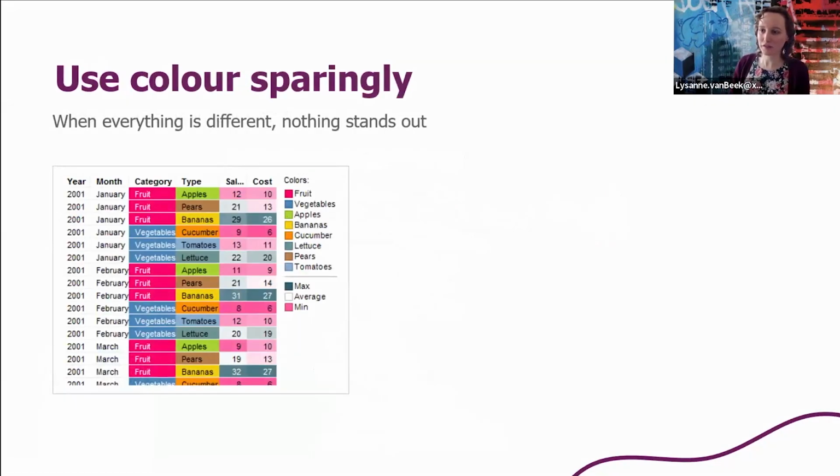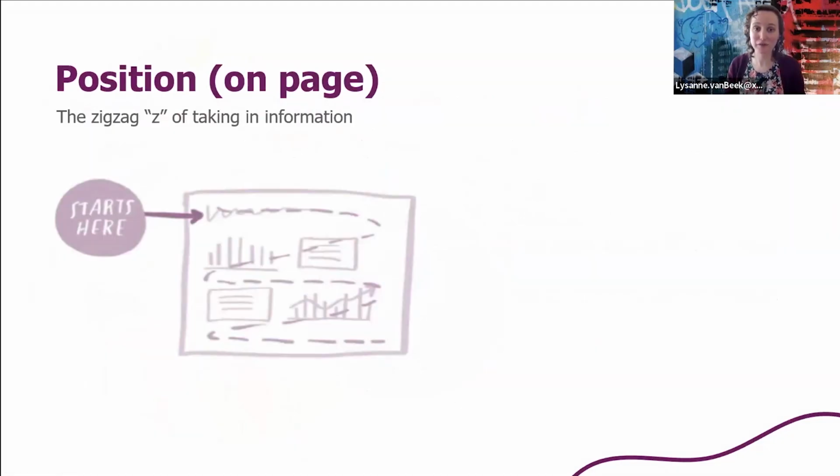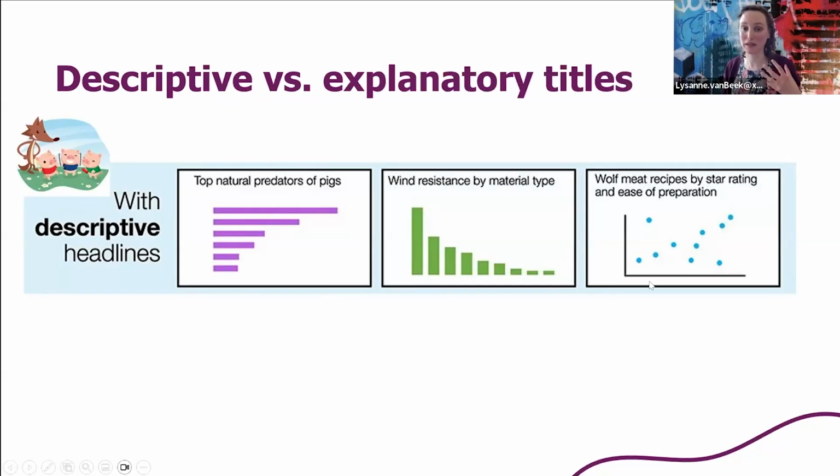So one of the first tips is to use color sparingly, because when everything is different, nothing stands out. If you don't offer any visual cues to people, what they will do most often is they start to take information in by zigzagging. So if you have an explanatory title, something that summarizes the main points or the question that your visualization answers, then you provide context.